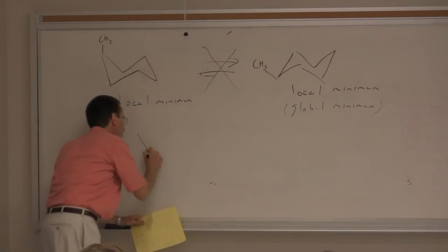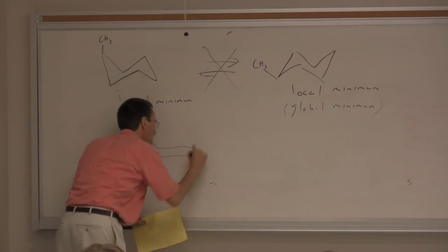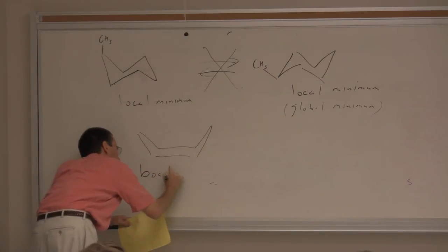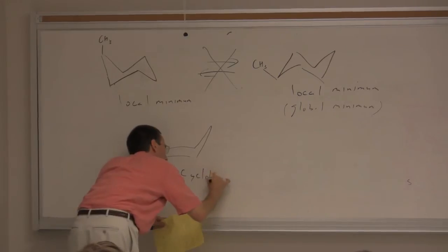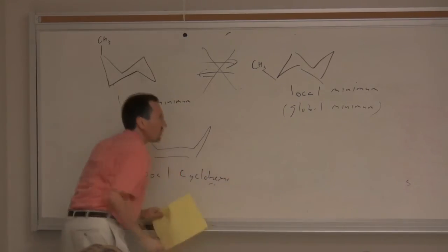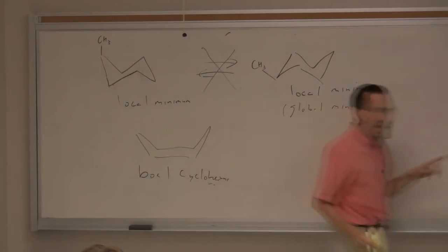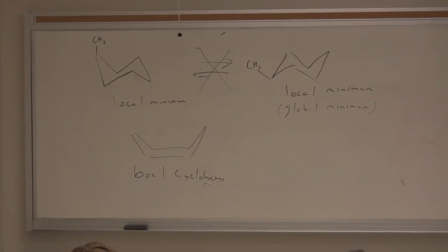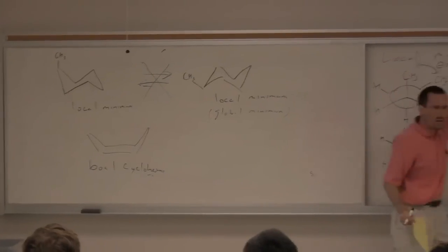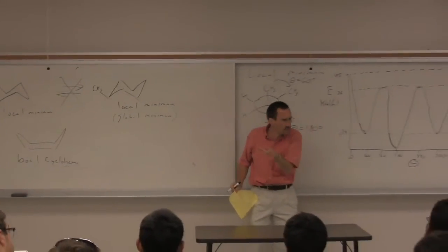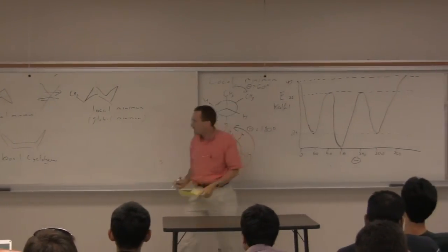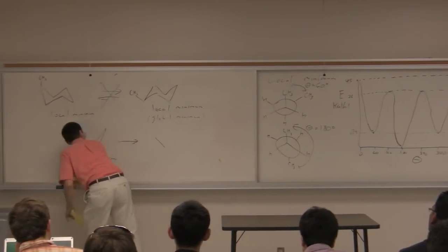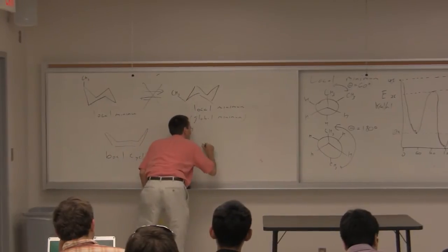Similarly, again, keeping to something reasonably familiar, if we start with boat cyclohexane, boat cyclohexane is actually a high energy point, just like over here. If we start with boat cyclohexane, we'll work our way down to the next local minimum. The next local minimum is the twist boat, twist conformation.